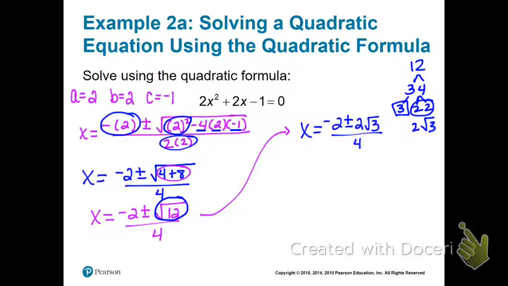And then remember, always check to see if you can reduce the numbers that are outside of the radical. So I have a negative 2, positive 2, and a positive 4. Well, they're all divisible by 2, so I'm going to divide them all by 2.